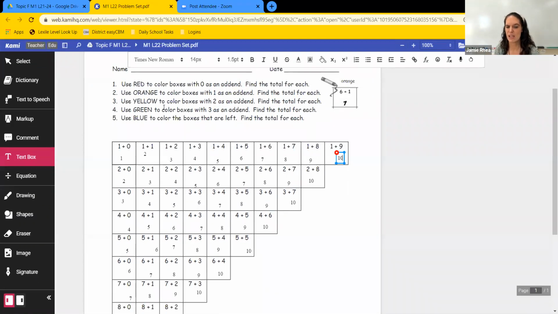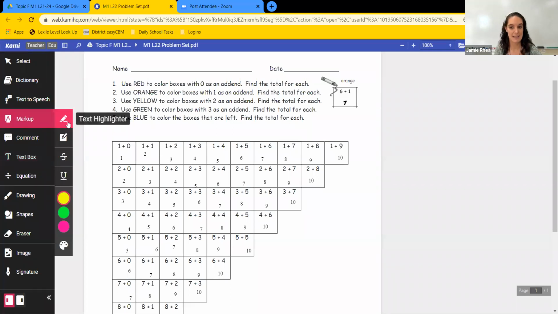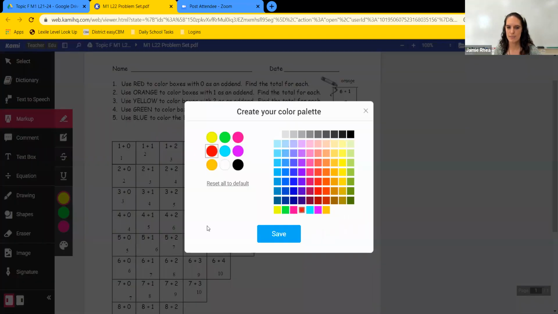It says use red to color boxes with 0 as an add-in. Well, we've already found the total of all these. But remember, an add-in is the two numbers that we add together. So like in this very first box here, 1 plus 0, 1 and 0 are my add-ins. Now, do I have a 0 as an add-in? Yes, I do. So what color am I going to use? Red. Now, if you'll come over to the side of your board where it says markup and click on it, you can highlight your boxes. So I'm going to come down here to my color palette and I'm going to choose red.